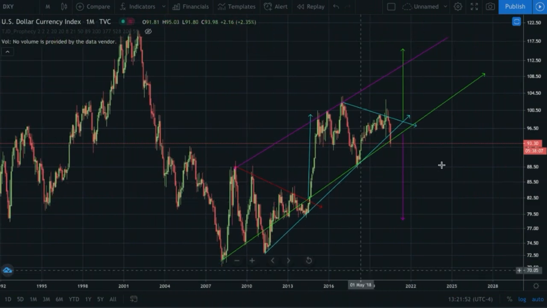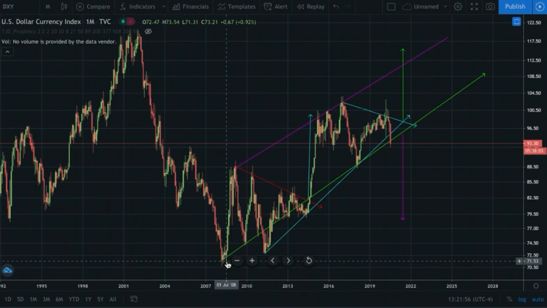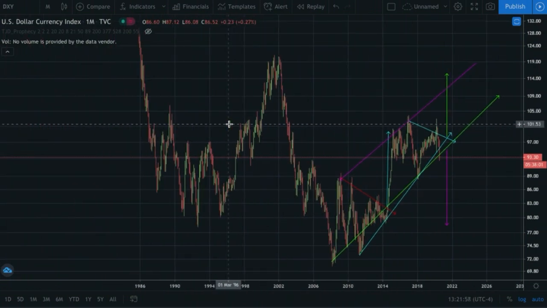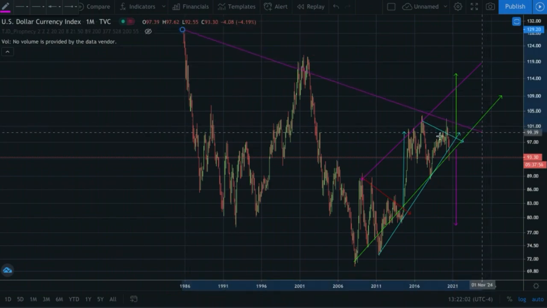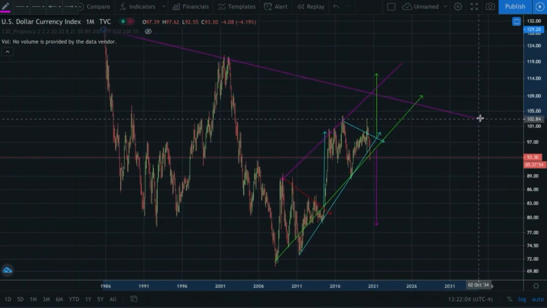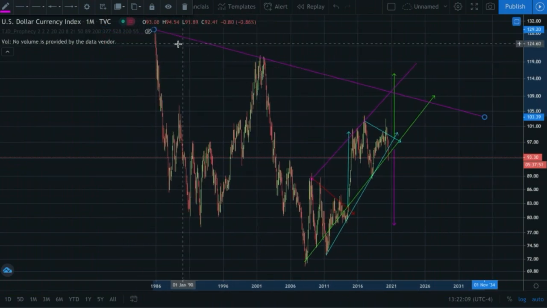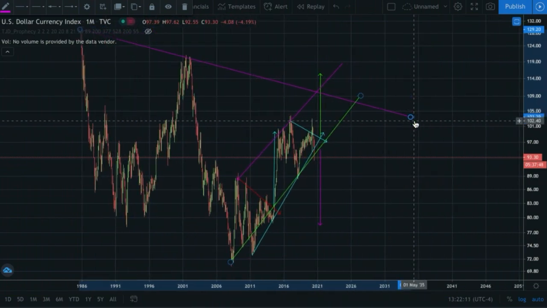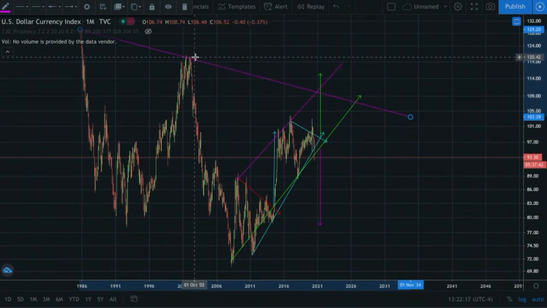So that's like a micro of this move, but on a monthly going back to basically 2008. So even though it's a micro, it's really not a micro, if that makes sense. And now let's look over here and see what was going on back here on the larger scale. So we have this massive resistance going right here that we're forming a triangle coming down to.